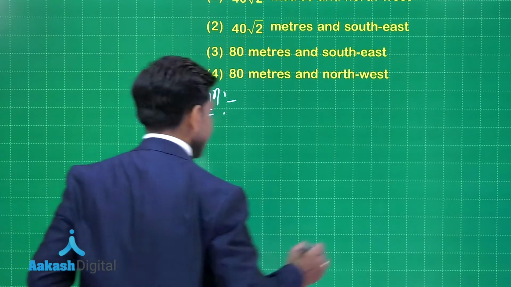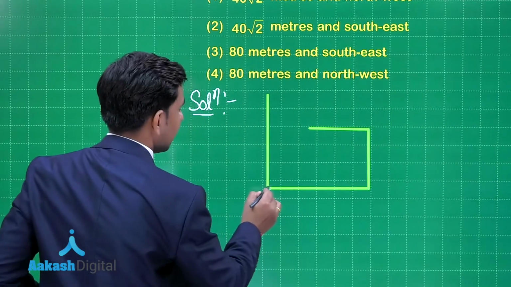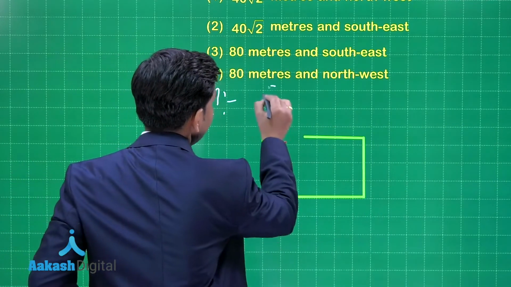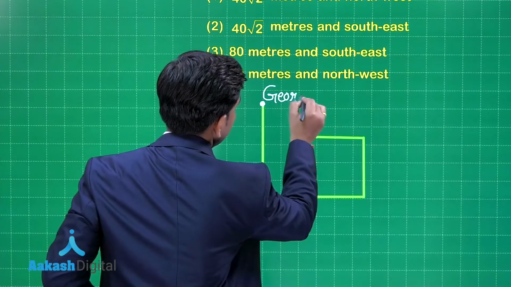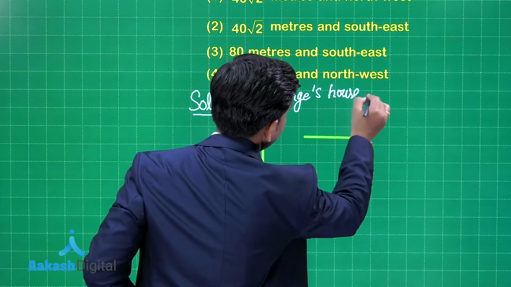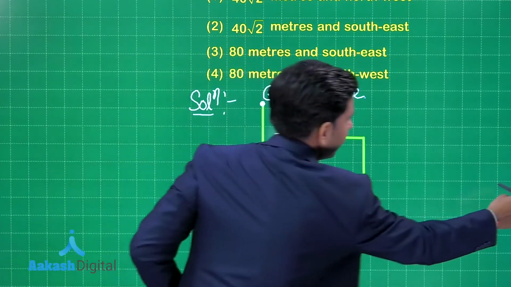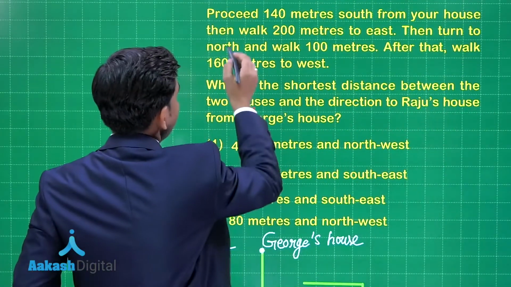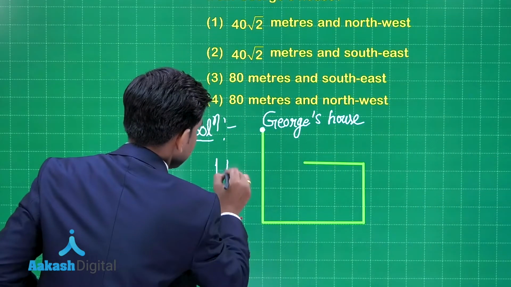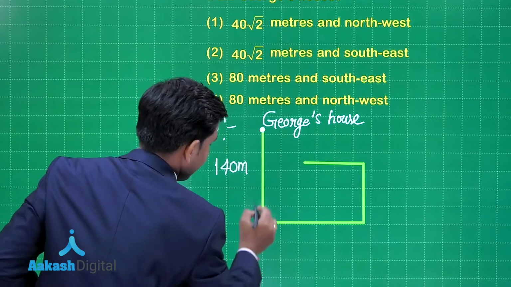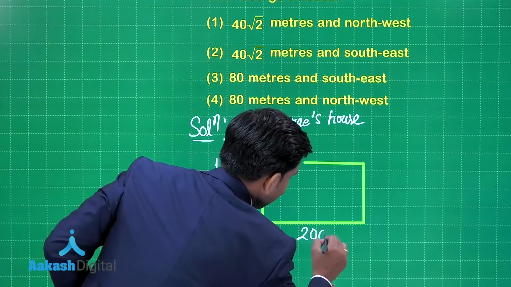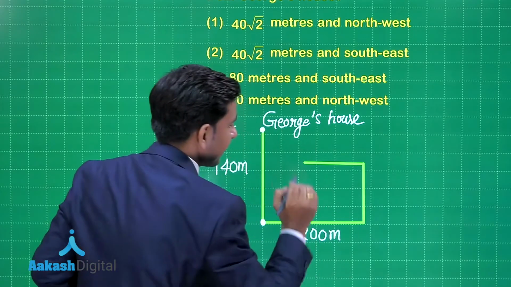So, this is the correct diagram that represents the given information. So, first of all, we are assuming this point as George's house. Clear? And proceeding 140 meters south. That means this distance is 140 meter. He arrives at this point. Then he moves 200 meter in east direction.